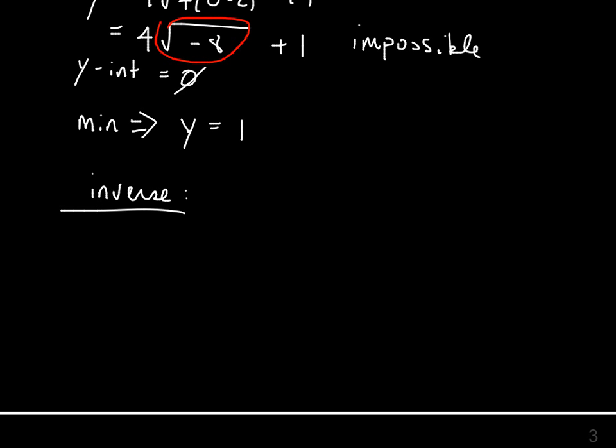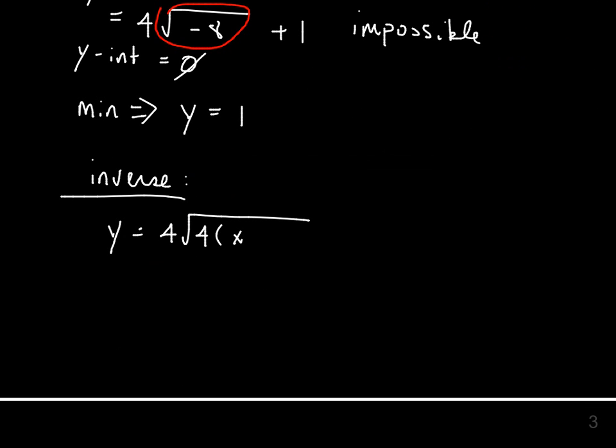So the inverse we get by interchanging x and y. So let me just recopy the formula so that I know what I'm dealing with. So y equals 4 root 4x minus 2 plus 1. So let's interchange the x and the y. So the x takes the place of the y, 4 times, and the y takes the place of the x, minus 2 plus 1. And now we just solve for y.